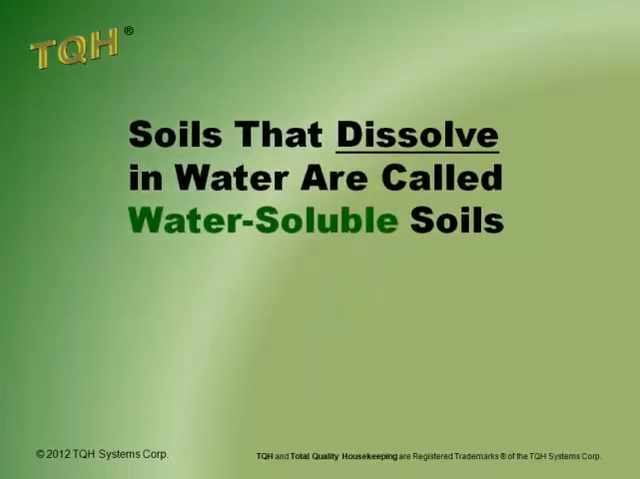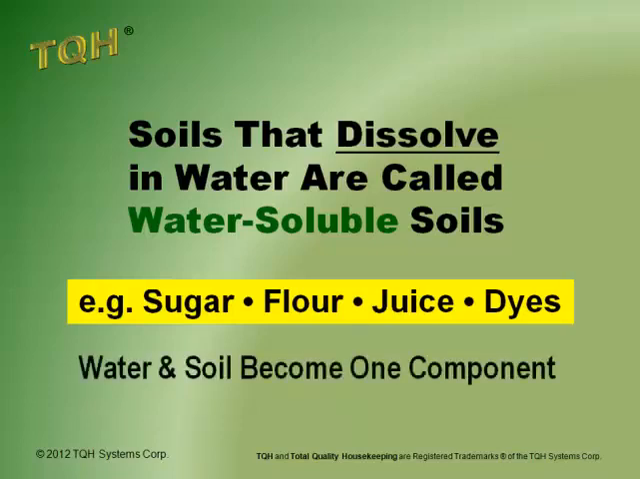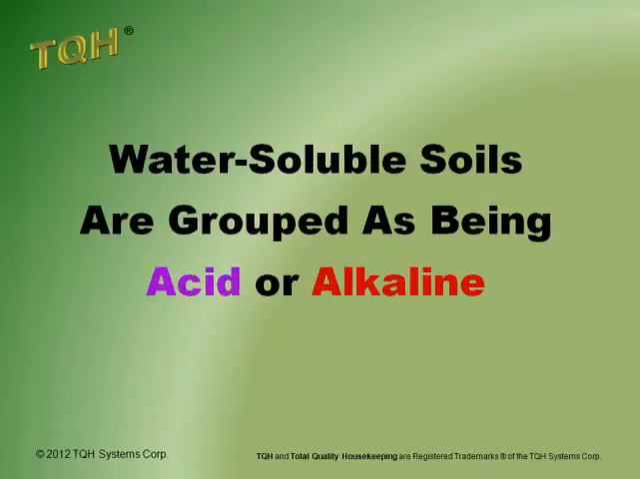The third type of soil is called water-soluble soils. Sugar, flour, juice, dyes. Water and soil actually become like one component. Water-soluble soils are grouped as being acid or alkaline. Now, pure water is neither acid nor alkaline. Pure water is neutral. So when the soil becomes dissolved in the water, the solution becomes either acid or alkaline, depending on the soil itself.